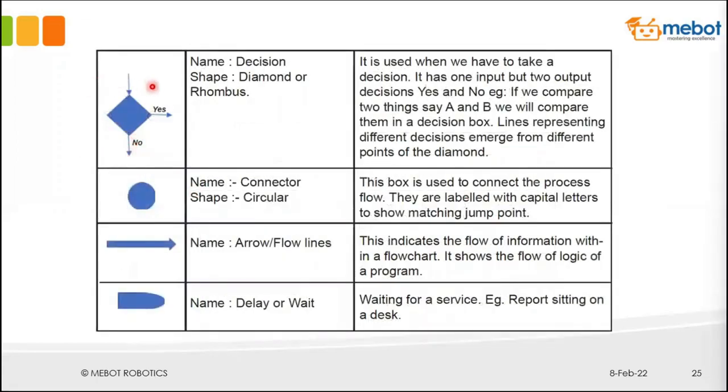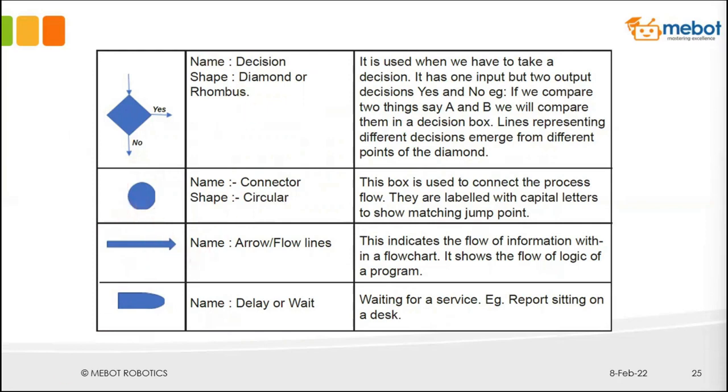Next, a diamond or a rhombus, which is a decision box where you give a statement and check whether the statement is true, which is yes or no. For example, does the mBot have M? If it is yes, we go to the next program on the right. If it is no, we go down. Then we have the circular shape, which is used for the connector. Then the arrow, which is for the flow line.